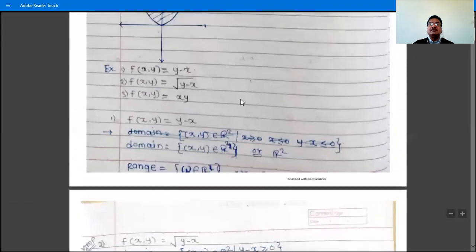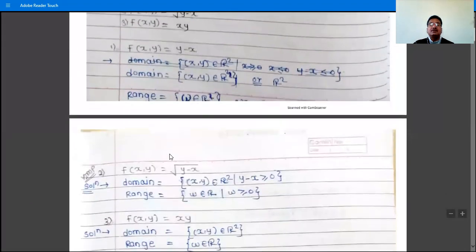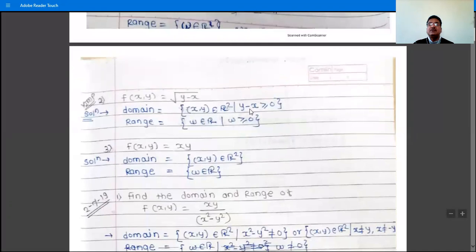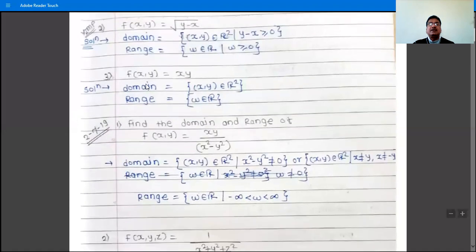Root, again root means a problem like this one. So the domain is what? (x, y) belongs to R square, such that y minus x is greater than or equal to 0. And the range is w belongs to R, such that w is greater than or equal to 0. Because when we take the root of a number, it exists if the number is positive, otherwise we have a complex number. So just write y minus x is greater than or equal to 0, and the range is w belongs to R, such that w is greater than or equal to 0. Similarly, for the next one there is no condition, because x times y exists for all x and y. So (x, y) belongs to R square, or just write R square, and the range is w belongs to R, equal to capital R.